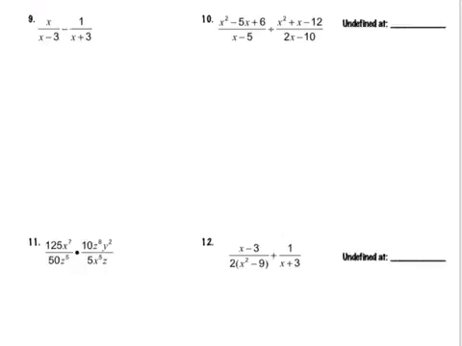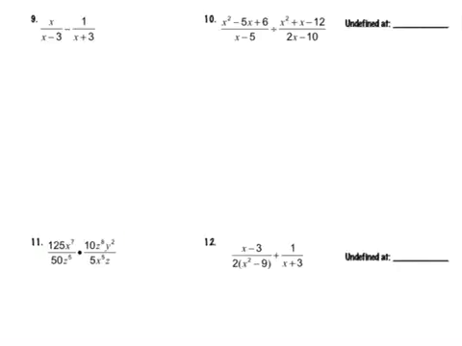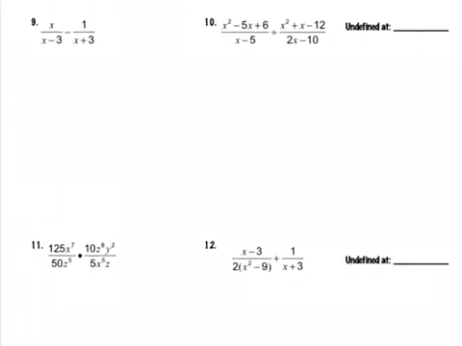Okay, for number 9, we're going to multiply. Since we're subtracting, we have to find our LCM. And our LCM would be the x minus 3 and x plus 3. So I'm going to multiply this side by x plus 3, and I'm going to multiply this side by x minus 3, because this one already has the x minus 3 and this one already has x plus 3.